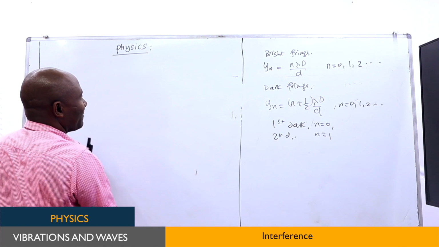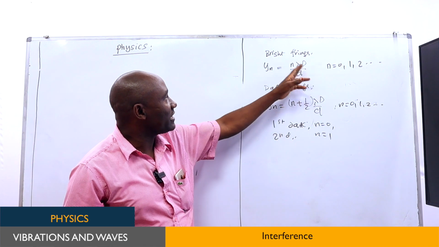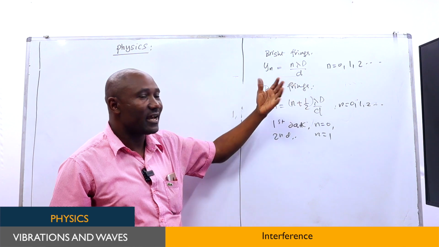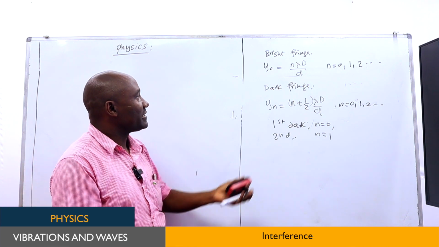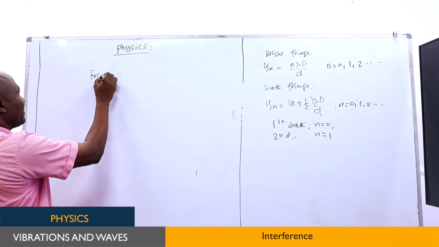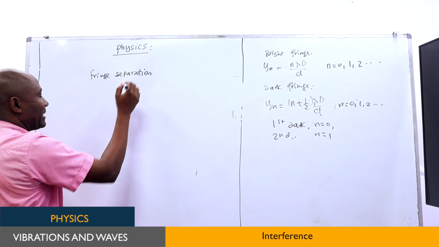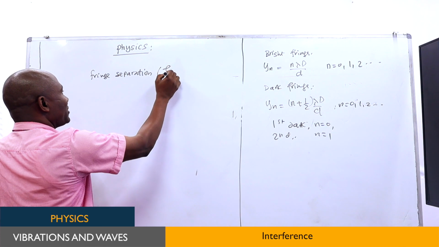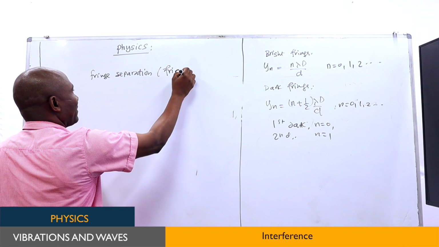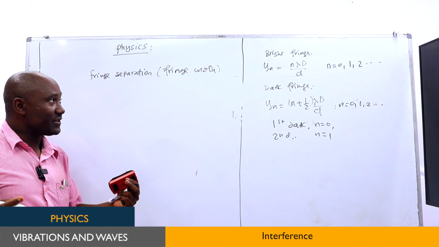The formula is simple. You can use any method, either bright or dark, to derive the formula for fringe separation. Let's base it on the bright fringes to find the fringe separation, which is sometimes given the name fringe width, the width of the fringes.